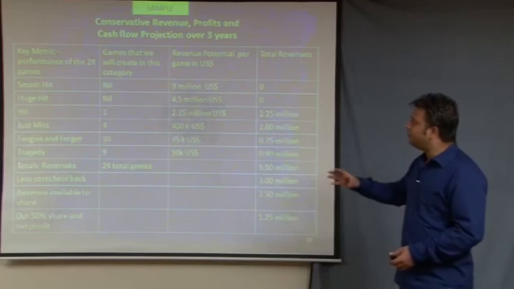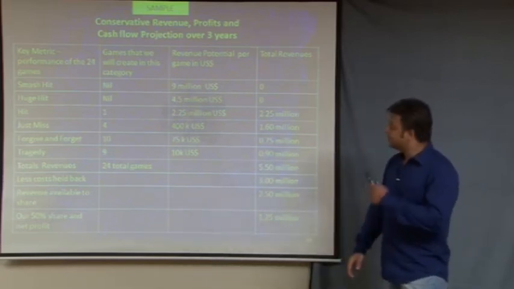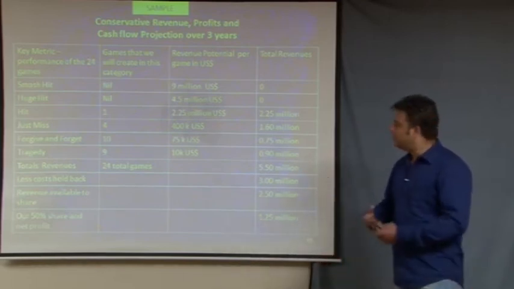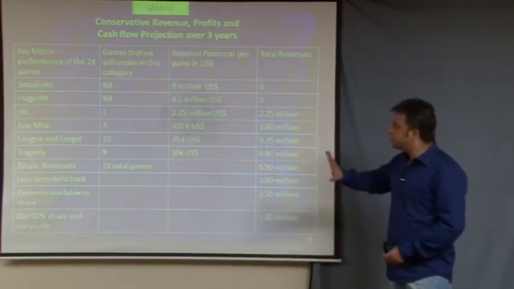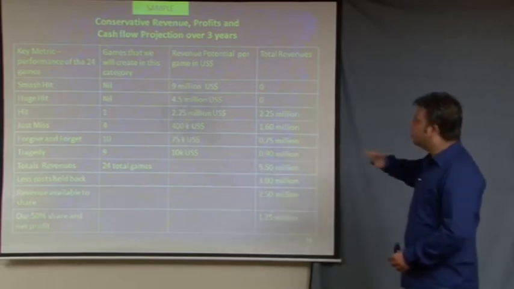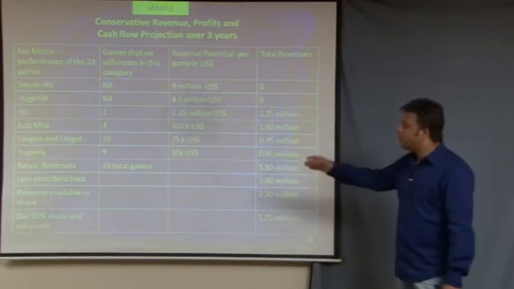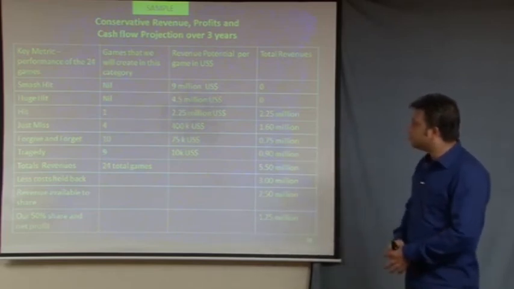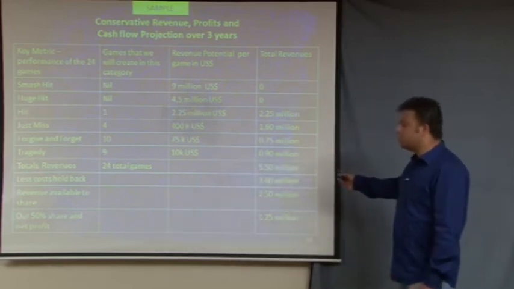They would have 10 games that would be in the forgive and forget category that would help them make $75,000, and they would have 9 games that would be a tragedy, completely forgetting games, and that would help them make $10,000. So they have 24 total games in different categories, no huge hit, no smash hit, and then they would make $5.5 million because of these 24 games that they would launch for smartphones. Now, out of the $5.5 million, they would deduct the costs, that is $3 million.